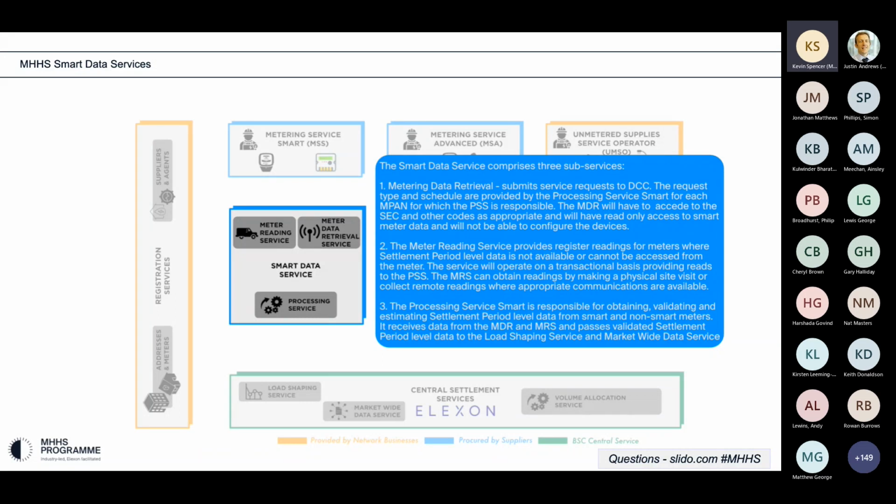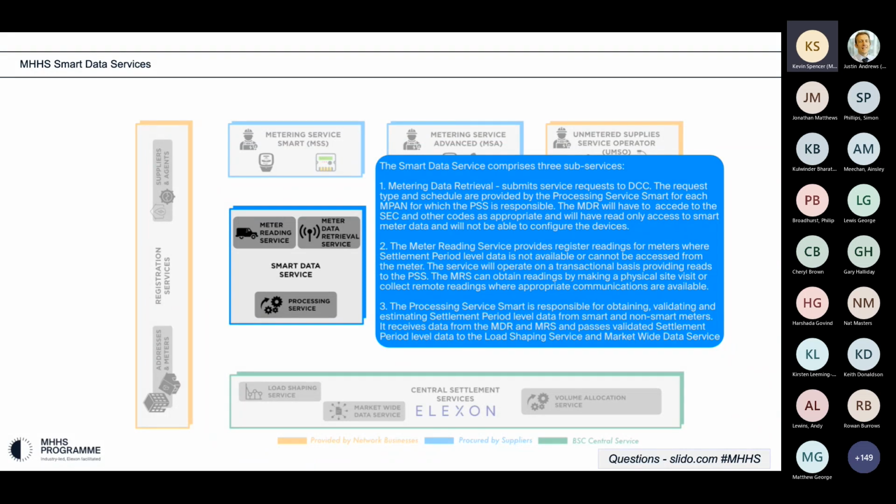So when we talk about the meter data retrieval service, that could be the supplier using his own access via the DCC. The meter reading service is what it says. You can see the little van on there, the man in the van who will go around and collect the meter readings from the traditional meters and potentially could be eyeballing smart meters where there are communications faults. So that's where the data is collected, but then that data needs to be processed.